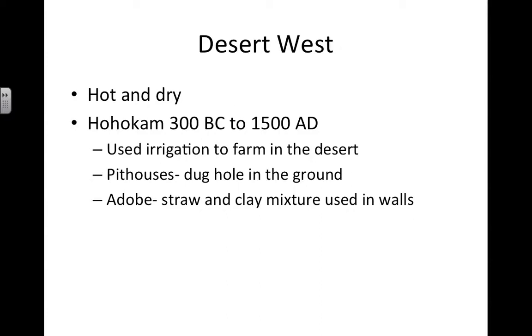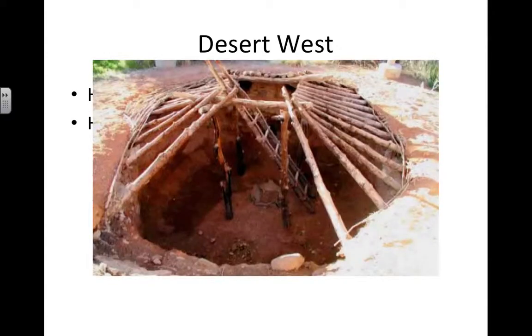And in order to avoid the heat of the day, their houses were actually holes dug into the ground. Later on, they learned to build houses over the top of these pits using a straw and clay mixture called adobe. Here's a picture of a traditional pit house.